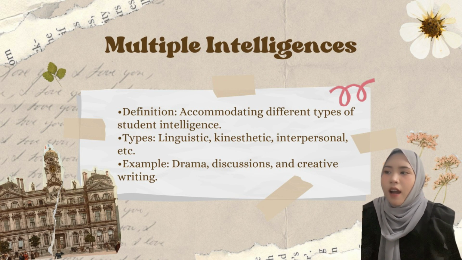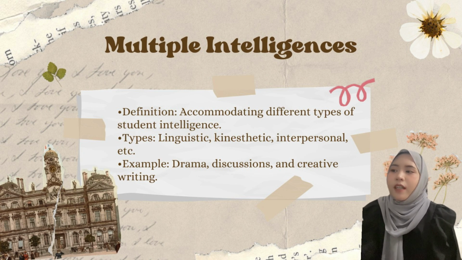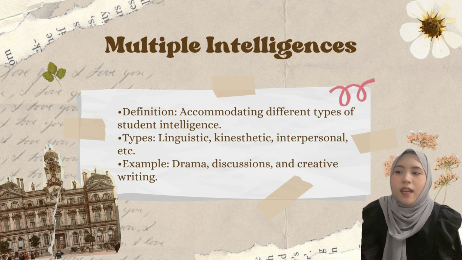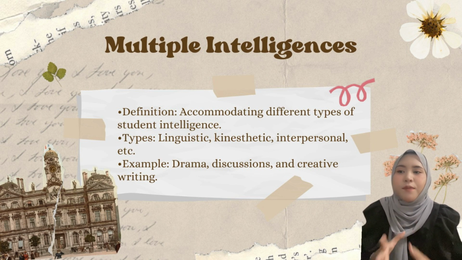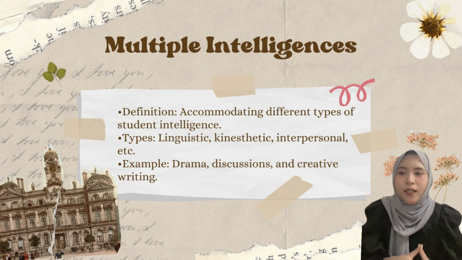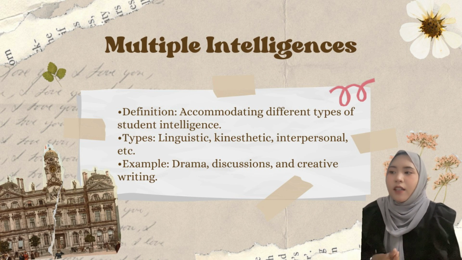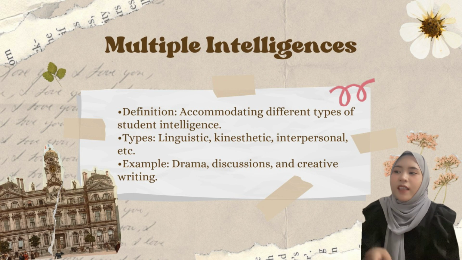There are relevant types. The first ones are linguistic, kinesthetic, interpersonal, and so on. Linguistic is reading, writing, and speaking. Kinesthetic intelligence is expressing through body movement, for example, drama. And interpersonal intelligence is interaction and group collaboration, for example, discussion and creative writing.